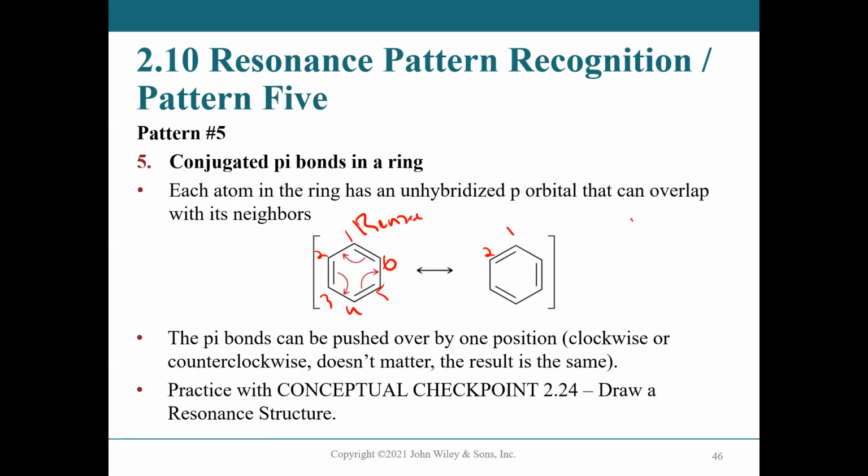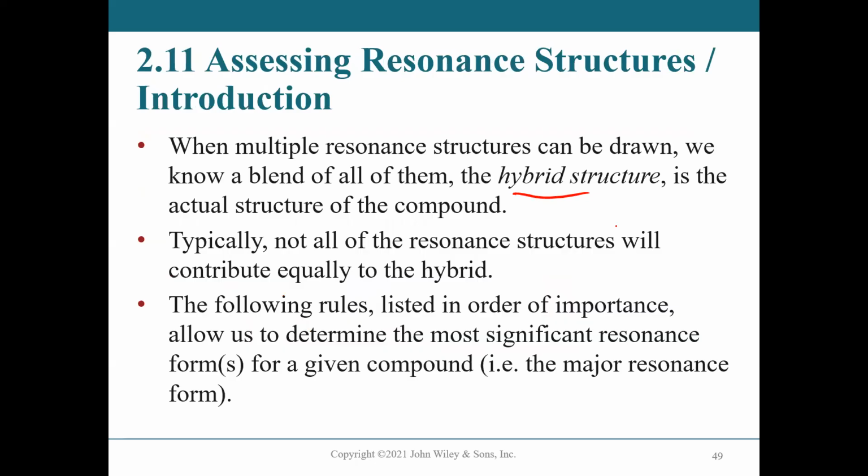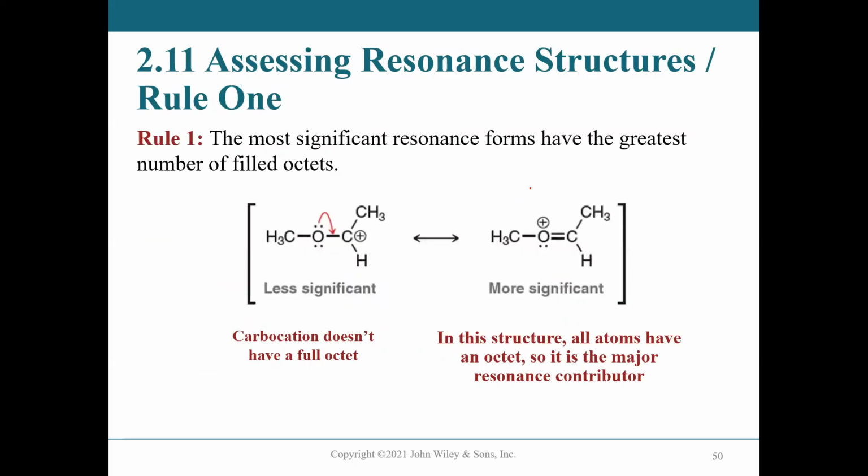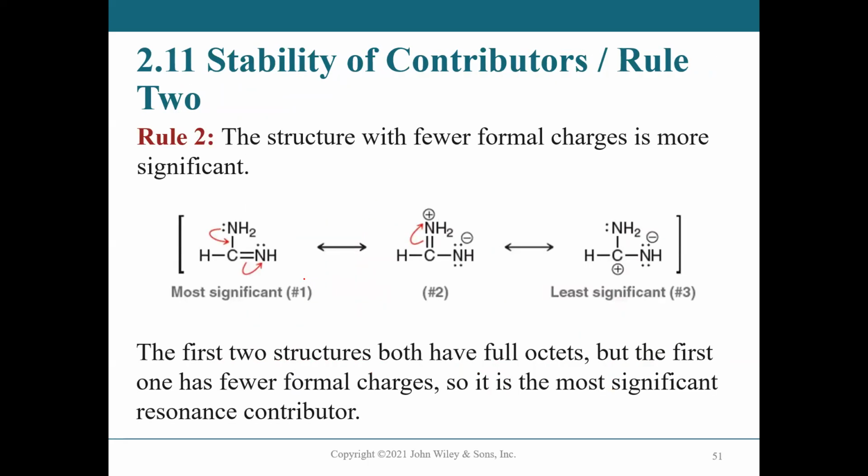Oftentimes you'll see them drawn like this for benzene just to show the delocalization. It says the carbocation doesn't have a full octet, and this is a better structure right here because in this structure all atoms have an octet, so it is the major resonance contributor. Here, this is missing a bond, so it would be the less significant structure. This one right here is the more significant structure on the left-hand side.